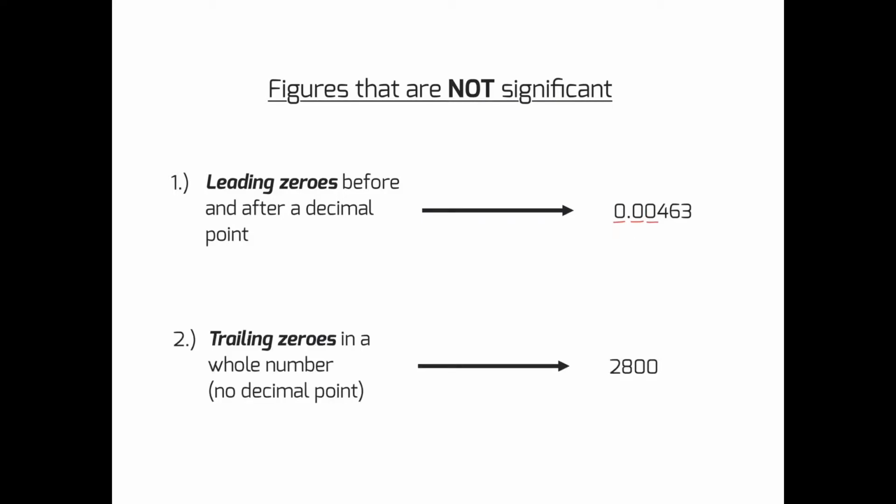And the other numbers that are not significant are trailing zeros in a whole number. And a whole number just means that there's no decimal point. So we're going to look at our example over here, and it looks just like the one we had before, except in this case there's no decimal point. And if there's no decimal point there, that means that this 0 and this 0 are both trailing zeros, and this is a whole number. So without that decimal point, these two zeros are not significant.